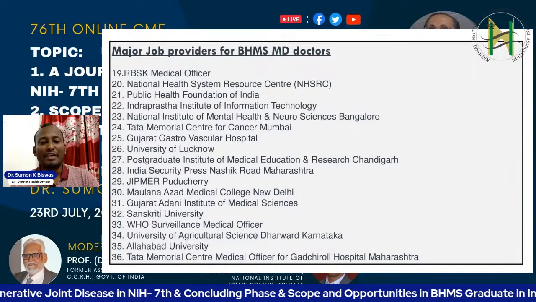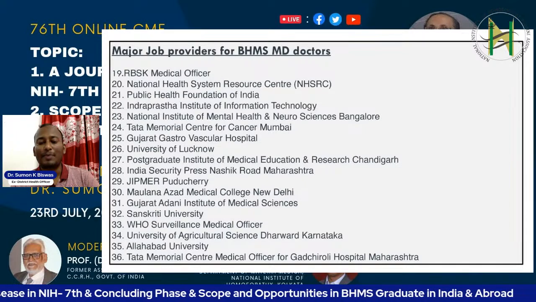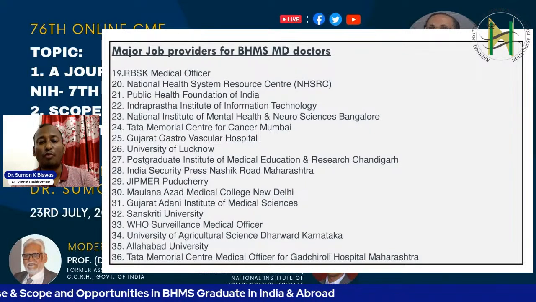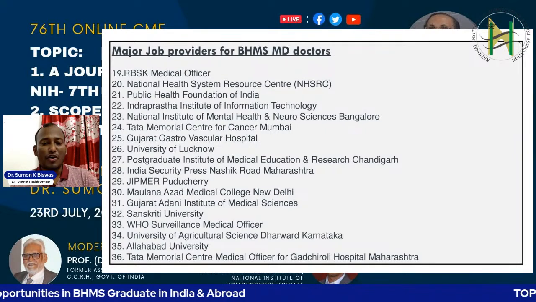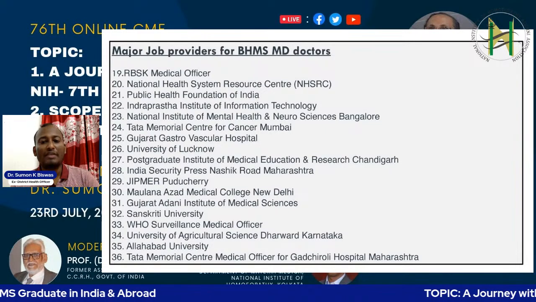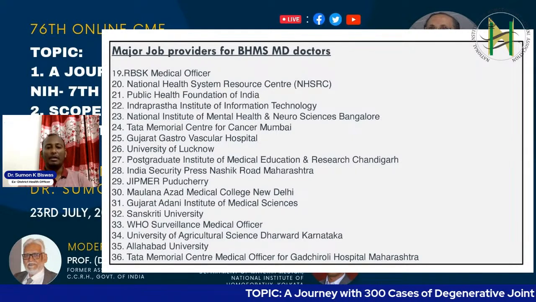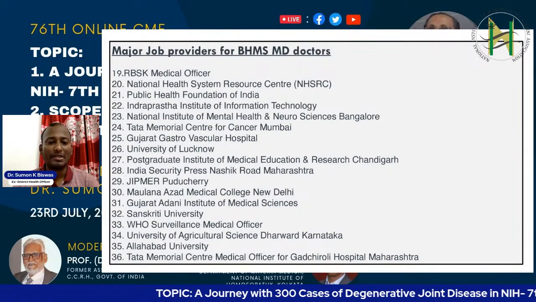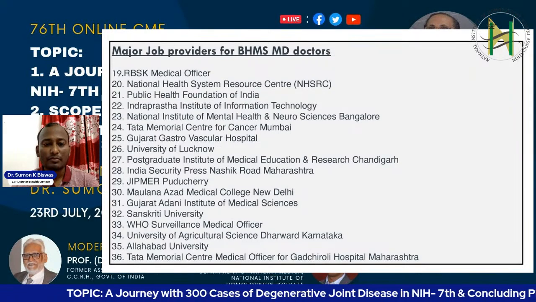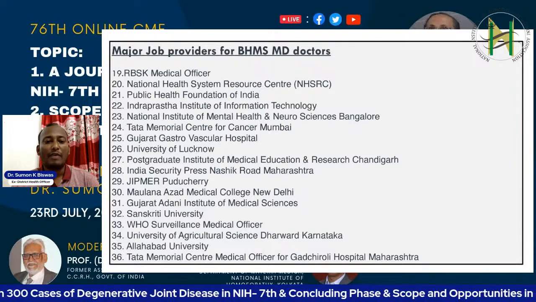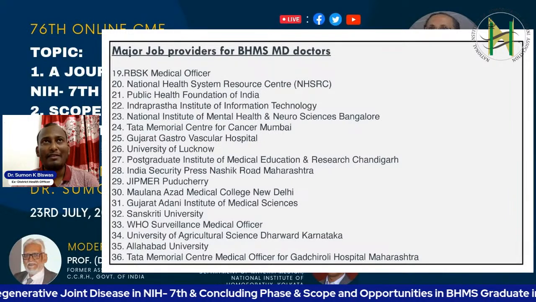Tata Memorial Center for Cancer Hospital in Mumbai. In that hospital, they have a separate wing for homeopaths. One of our famous doctors is working as the dean of that center. They always publish circulars to work as a research officer or medical officer in that center.